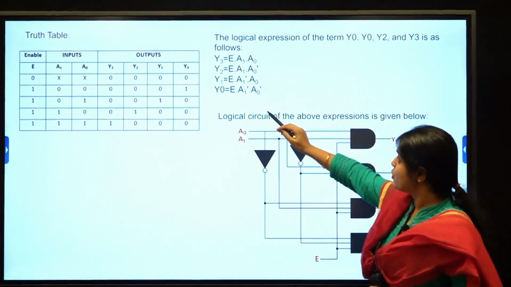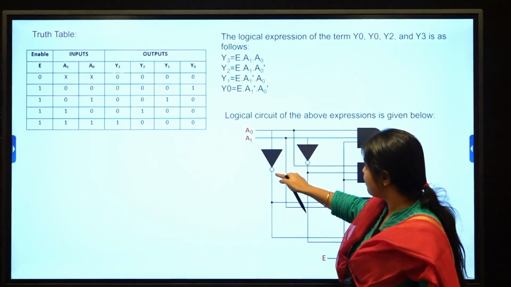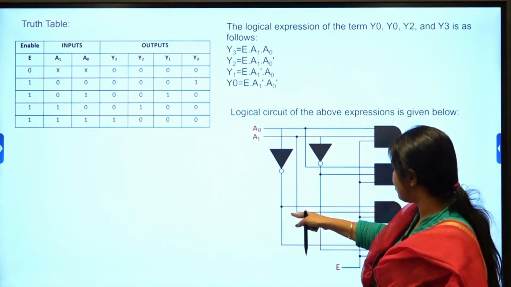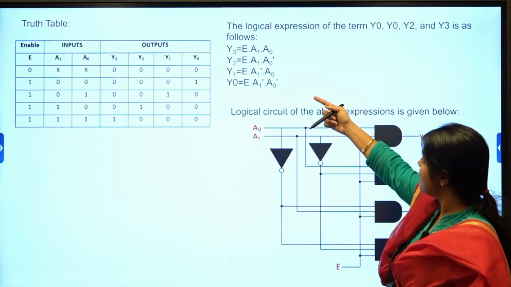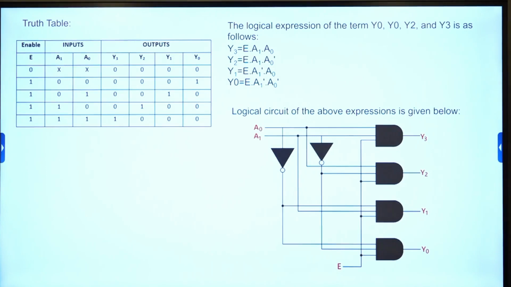Okay, so for Y0, it is A1 bar, A0 bar. So this is your bar circuit, the inverter. So for Y0 it is the output of both of them. Similarly for Y1, Y2 and Y3 I am designing this particular logic circuit.